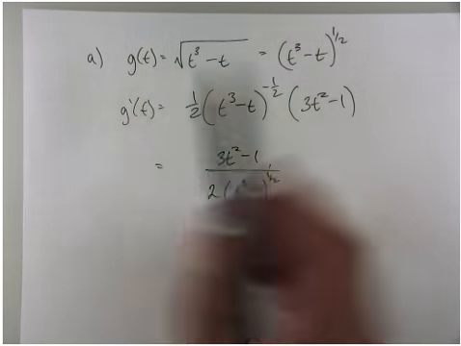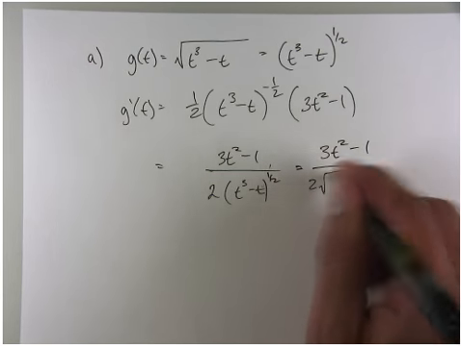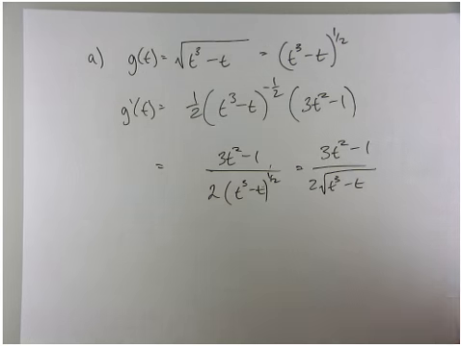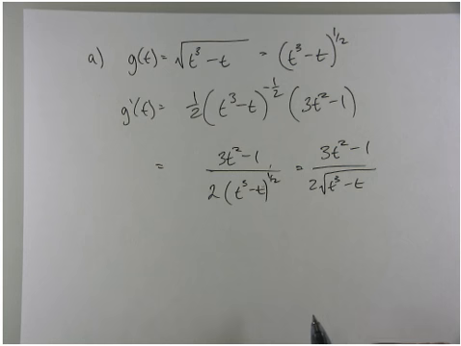Because I started off with square roots, I might try to end this with square roots. So you get something like this: 3t squared minus 1 divided by 2 square root t cubed minus t. Can you explain the denominator one more time?